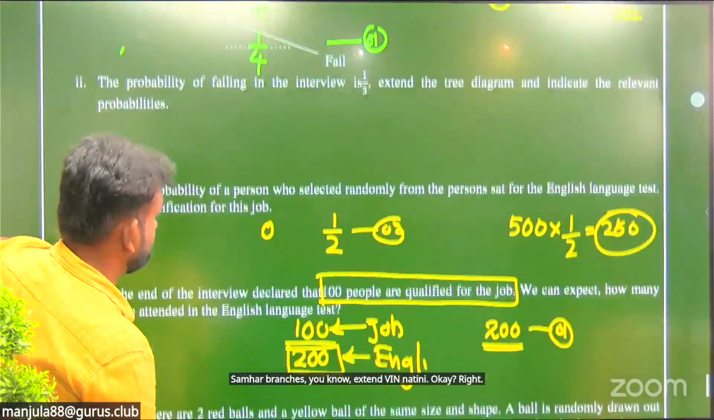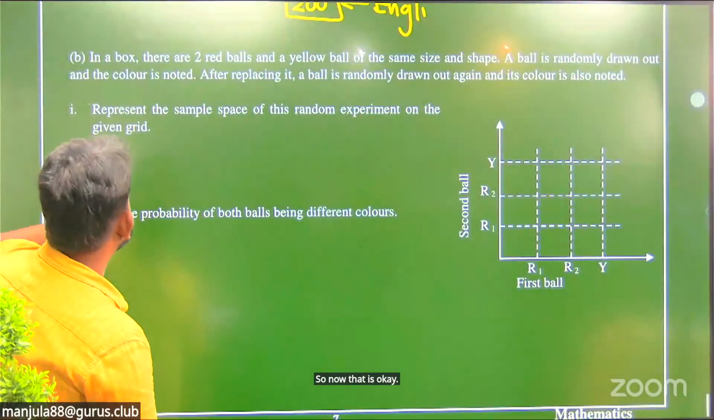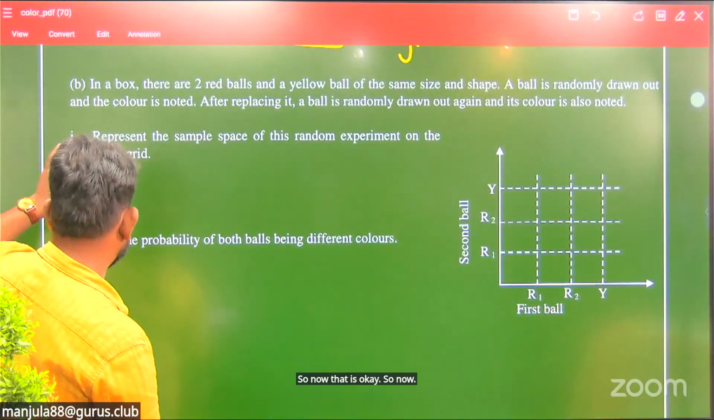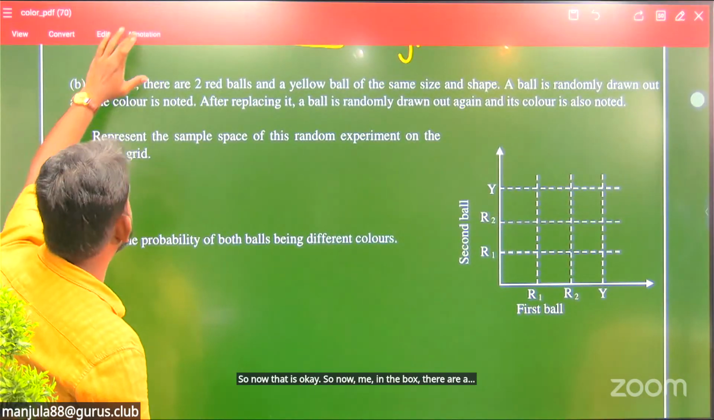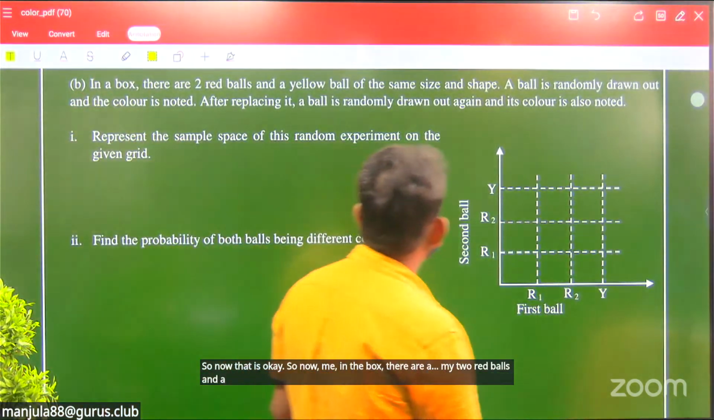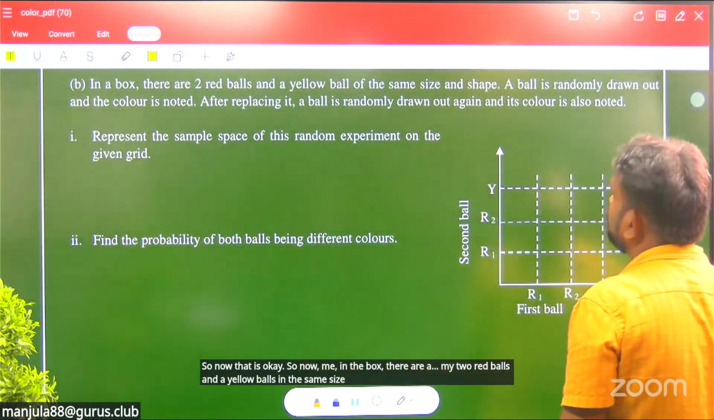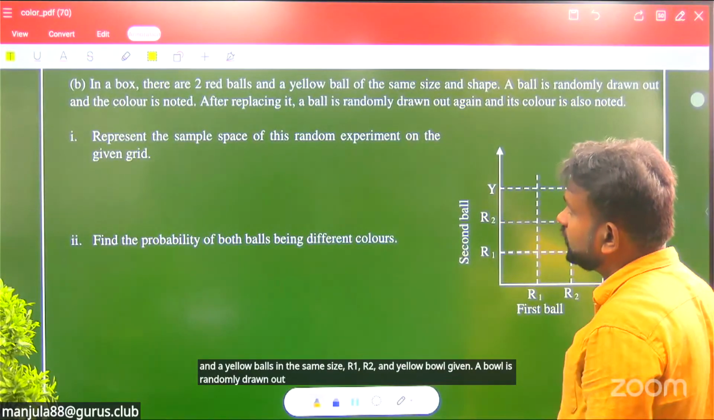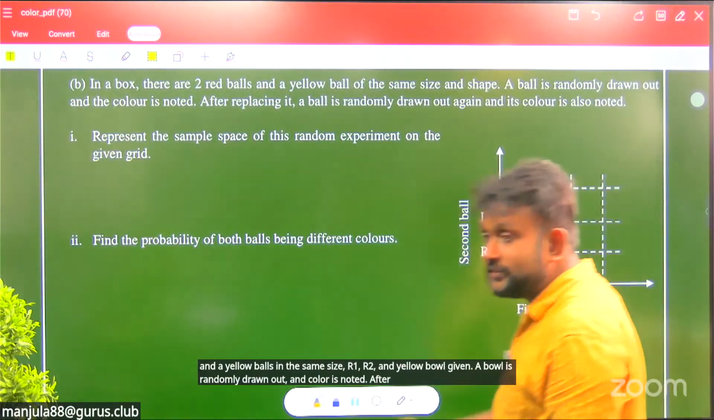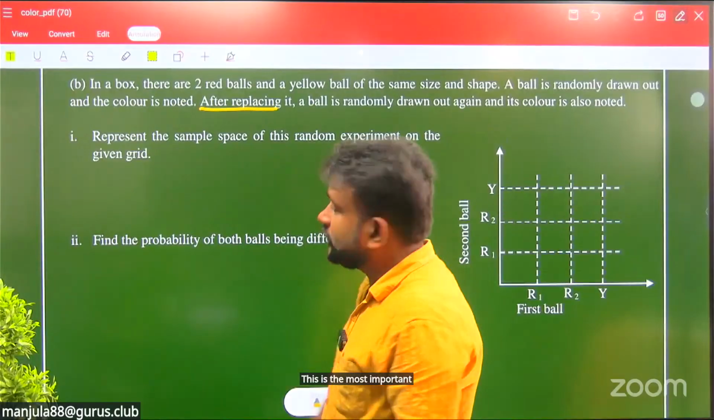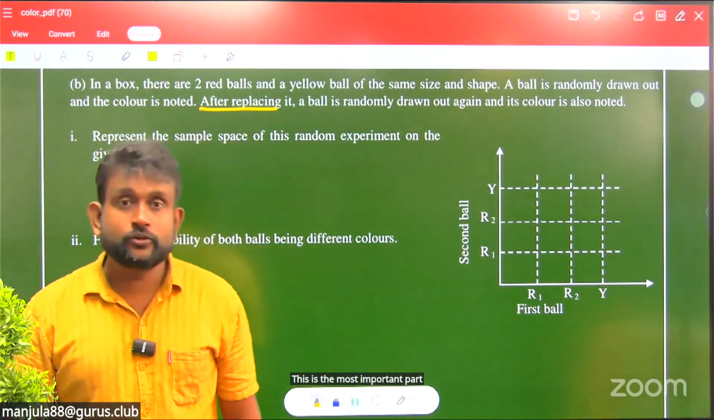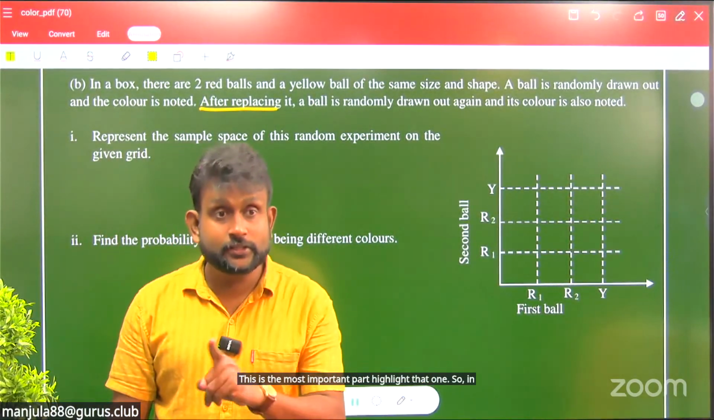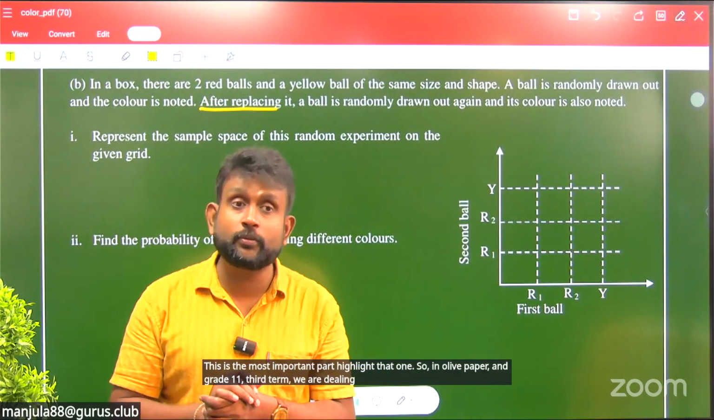So now that is okay. Now, in the box there are two red balls and a yellow ball of the same size: R1, R2 and a yellow ball given. A ball is randomly drawn out and its color is noted, after replacing it. This is the most important part. Highlight that one.